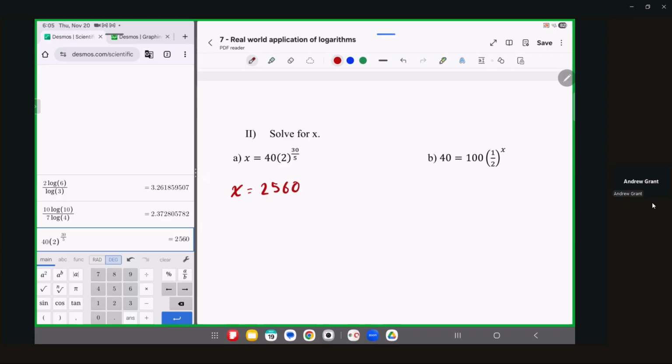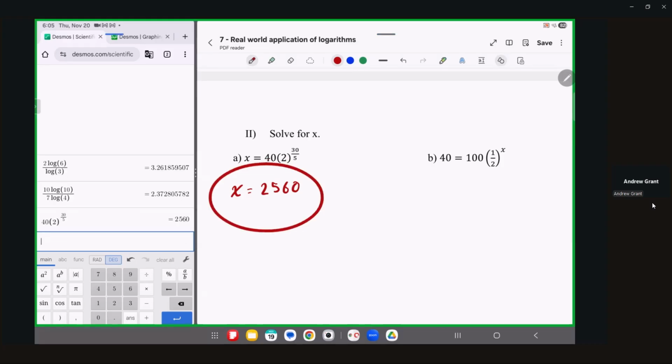So here, x will be equal to 2,560. If you so wish, you could simplify out the exponent. So you might notice that 30 divided by 5 is 6. And so you could write this as 40 multiplied by 2 to the power of 6, but you end up getting the right solution. So I leave the details for exactly how to solve that to you.